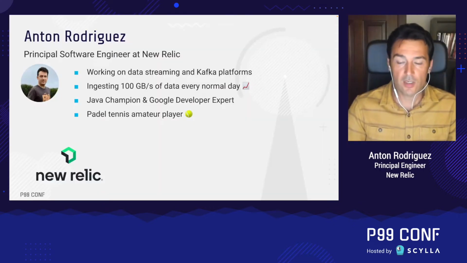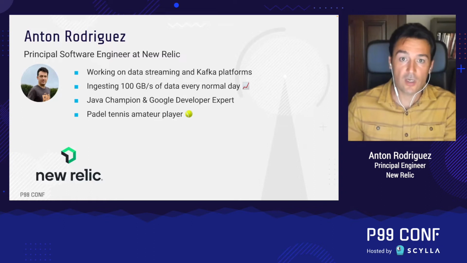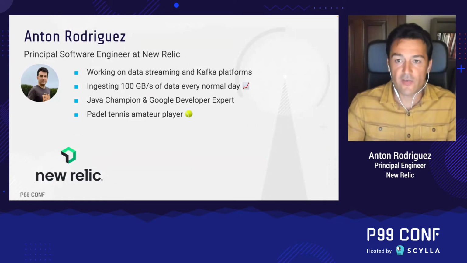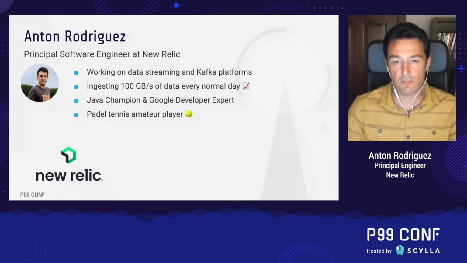My name is Anton Rodriguez. I work as a principal software engineer at New Relic. I'm very focused on Kafka platforms, and in general, data streaming. If you don't know New Relic, it's a company providing monitoring as a service for other companies and helping them to implement observability patterns. We are heavy users of Kafka, and our event-driven architecture is really huge, with hundreds of gigabytes per second and millions of messages every day.